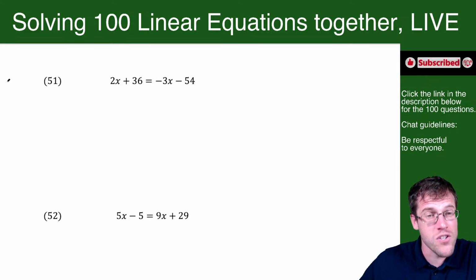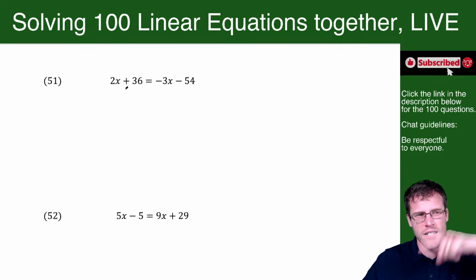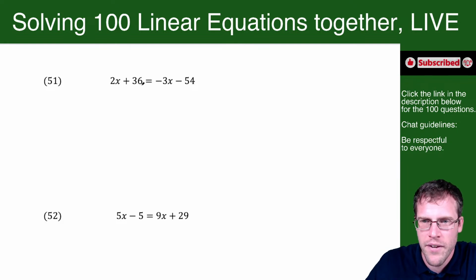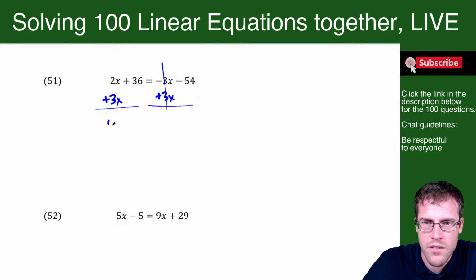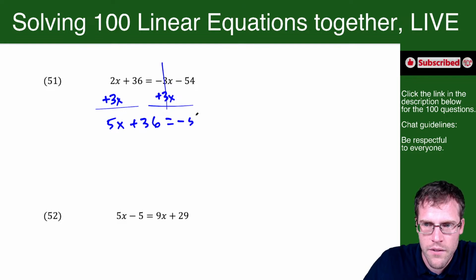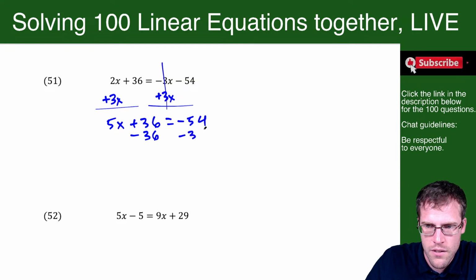Question 51. All right. But the questions are getting tougher and taking longer. But it's going to kind of go up and down. Some of them are fast. Some of them are going to take forever. So still x's on both sides, but now a bunch of negative stuff. So plus 3x. Plus 3x. This is gone. 2x plus 3x is 5x. Plus 36 equals negative 54. And now go minus 36 on both sides.